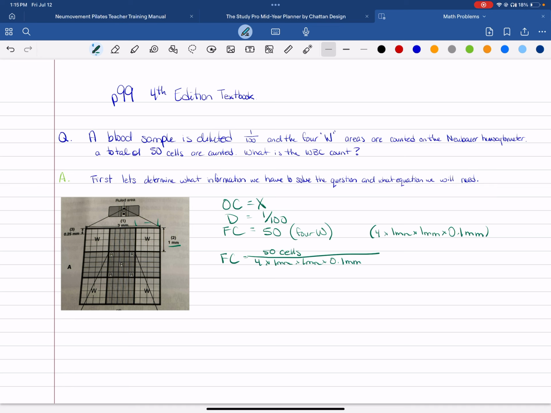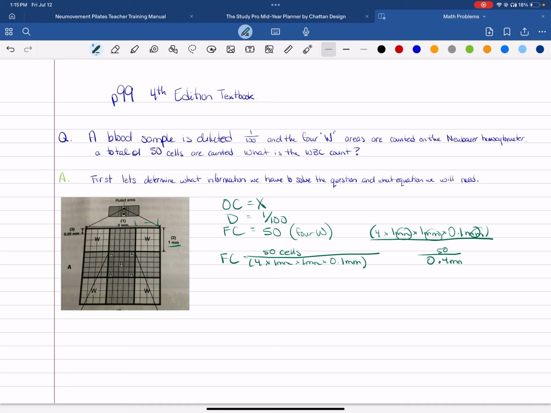Because this is hard to write out every time, let's simplify the denominator, this piece right here, into one single answer. 4 times 1 millimeter times 1 millimeter times 0.1 millimeter gives us 0.4 millimeters cubed. The reason we're saying cubed is because we've got 1, 2, and 3 dimensions. So then the final concentration becomes 50 over 0.4 millimeters cubed.